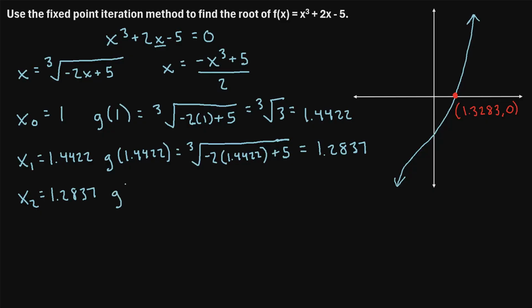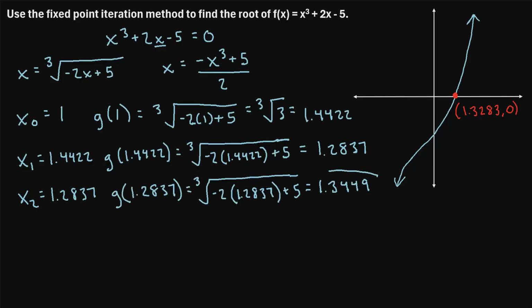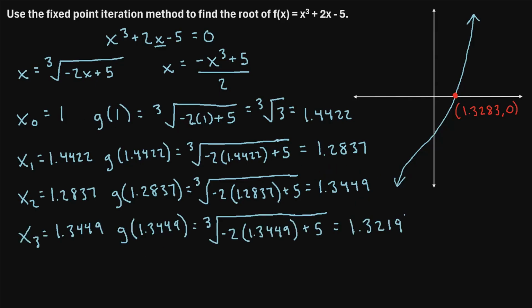So now we'll take that value and use it as our next x2 value. So when we plug that into g of x, here's what we get. So we end up with 1.3449, which we can use as our next x value to plug in. So let's go ahead and do that. So this turns out to be 1.3219.